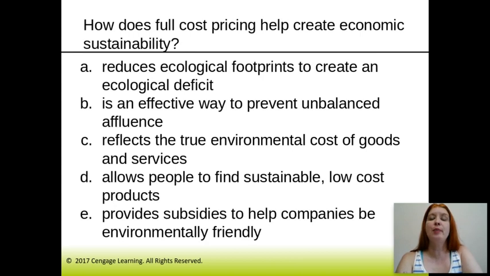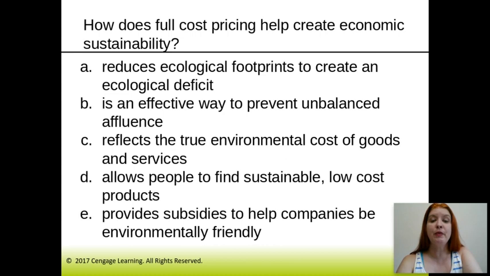How does full cost pricing help create economic sustainability? A, reduces ecological footprints to create an ecological deficit. B, it is an effective way to prevent unbalanced affluence. C, reflects the true environmental cost of goods and services.